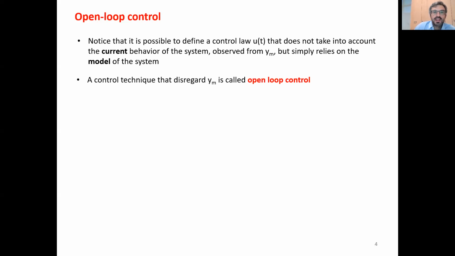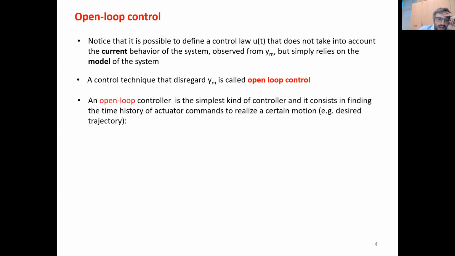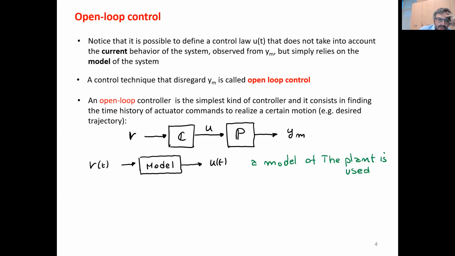And a control technique that disregards ym, sensing no feedback from ym, is called open loop control. It means finding the time history of actuator commands to realize a certain motion. You see, there is no feedback here. And we use the model of the plant to generate u. But the performance of the open loop controller is usually poor. Do you have an idea of why this is?